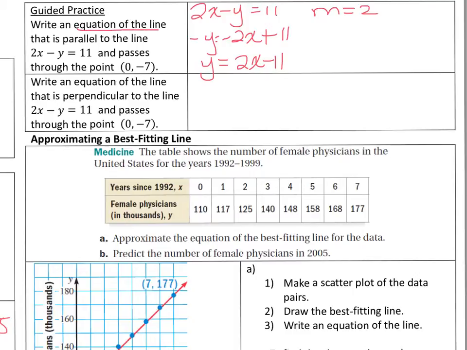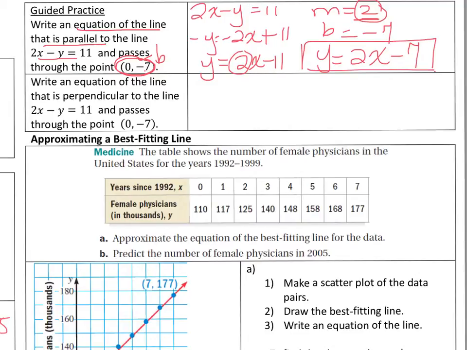We're looking for the equation of the line that is parallel to the given line. So I know that the slope of the line that I'm looking for must also be 2. Okay, parallel lines have the same slope, and it has to pass through (0, negative 7). I could again sub in 0 for x and negative 7 for y to find out what my y-intercept is, but that is unnecessary because (0, negative 7) itself is already the y-intercept. So b is negative 7, and I can write y equals 2x minus 7.